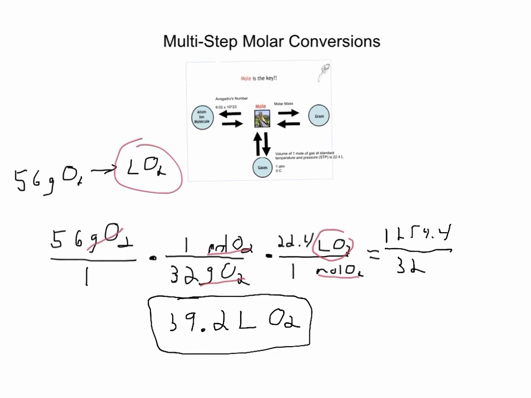So that's it. Whenever you have a multi-step problem, all you have to make sure you do is remember that you cannot go directly from particles to gases or to grams. You have to convert to moles, and then you have to do a second fraction, a second conversion factor, to go from moles to whatever unit that you want.